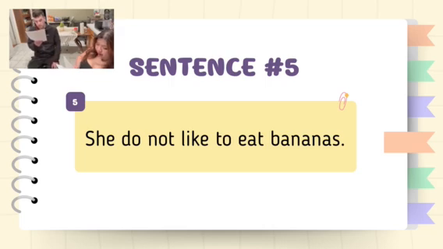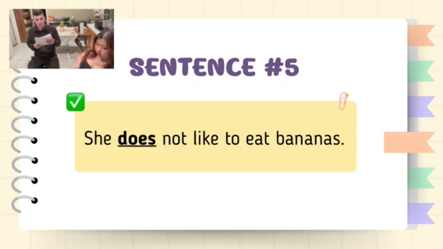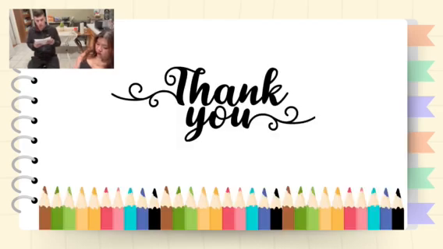She does not like to eat bananas. Why did you change do to does? Because the subject of the sentence, which is she, is singular. Therefore, the verb should be singular as well. That's correct. Remember, the verb do is used for plural subjects, while does is for singular. Very good, Group 3. That's the end of our activity.